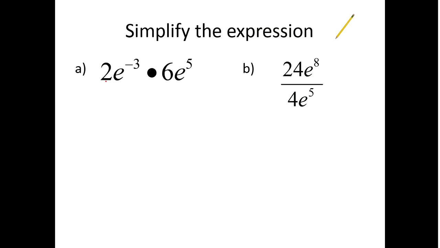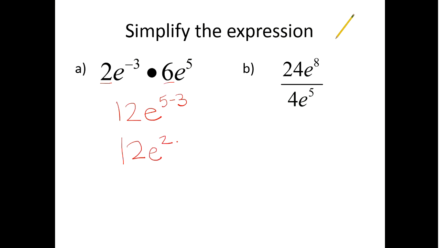So first things first, let's multiply the coefficients. So 2 times 6, that is 12. And then I'll have e to the -3 times e to the 5th. Well, I'm going to add the exponents. So it's going to be 5 minus 3, right? Or 5 plus a -3 if you want to consider it that. So it'd be 12e to the 2nd.